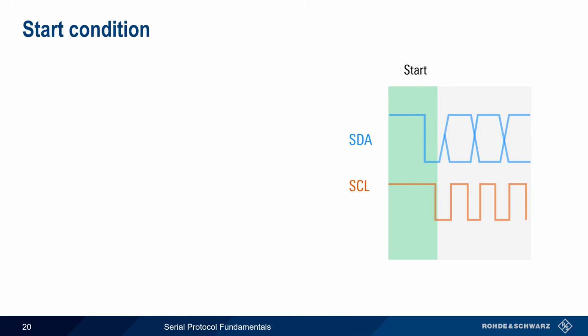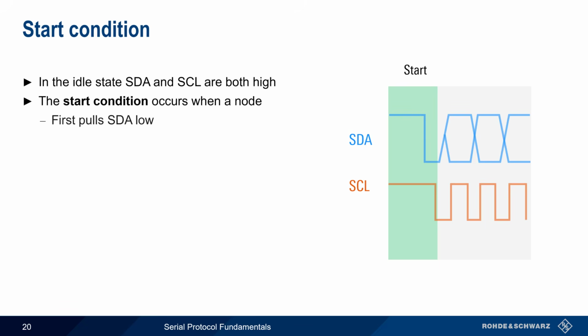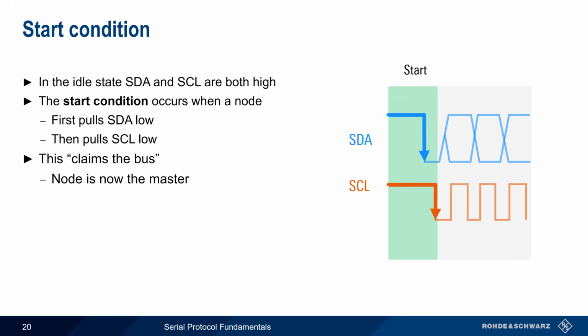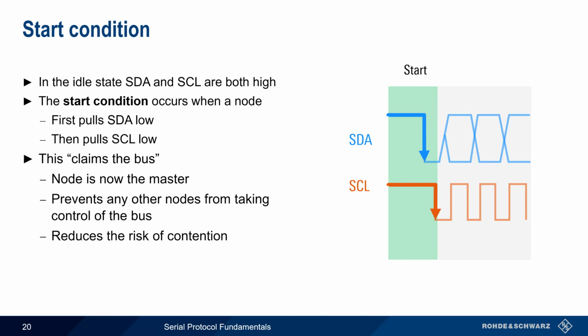Similar to UART, in I2C, the idle state of both lines, SDA and SCL, is high. The start condition occurs when a node first pulls SDA low and then pulls SCL low. Pulling these lines down in this order is used to claim the bus, and the node that claims the bus is now the master. This procedure prevents other nodes from taking control of the bus, and thereby reduces the risk of contention, that is, two nodes trying to claim or use the bus at the same time.